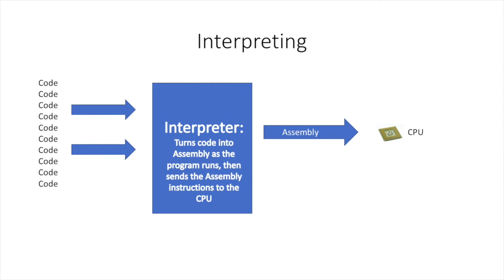for interpreting, there's an interpreter. This turns the code into assembly as the program is running, and then it sends these assembly instructions to the CPU for you, as your program is running. When it starts, nothing is translated, and then it translates the first line, sends it to the CPU, then translates the next line, sends it to the CPU, and so on, right?